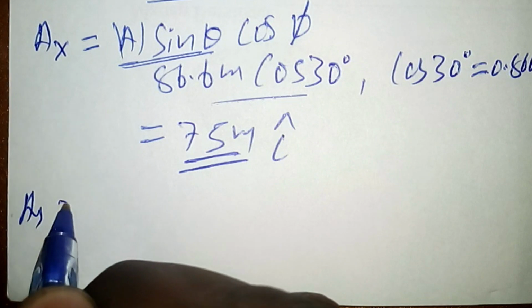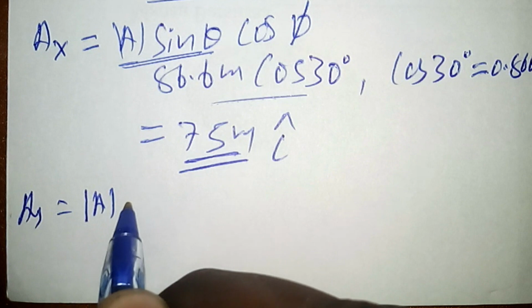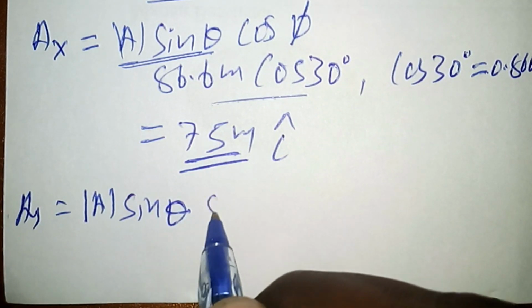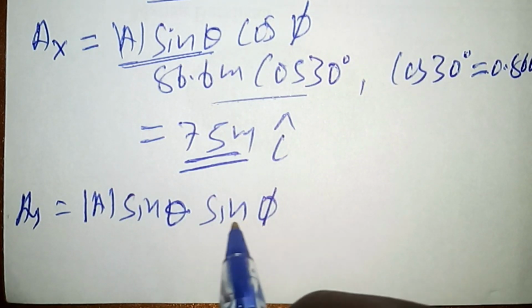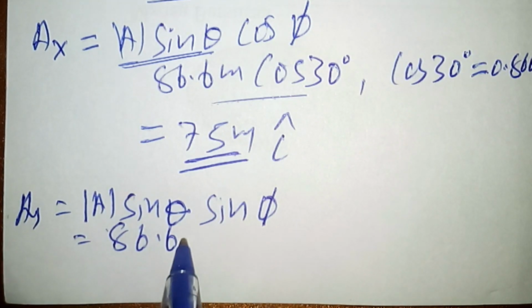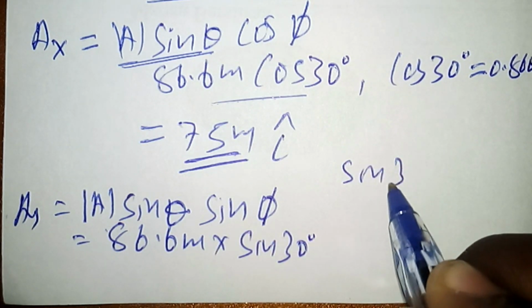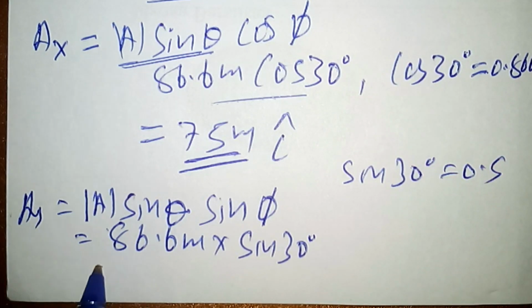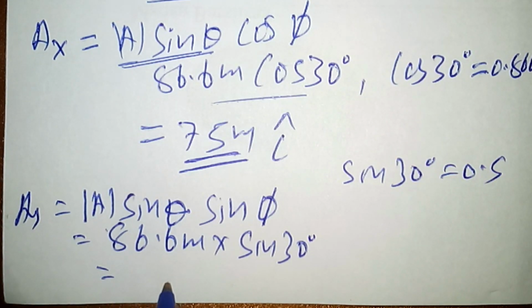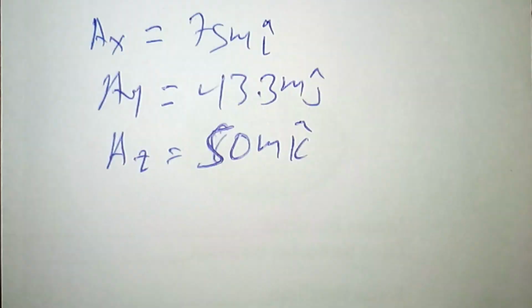And the y component is the magnitude of the component of vector A lying in the xy plane times the sine of phi. If we substitute this value, already calculated as 86.6 meter, times sine of 30 degree, and sine of 30 degree is 0.5, then if you calculate this value, you get exactly 43.3 meter along the y-axis, or along j.